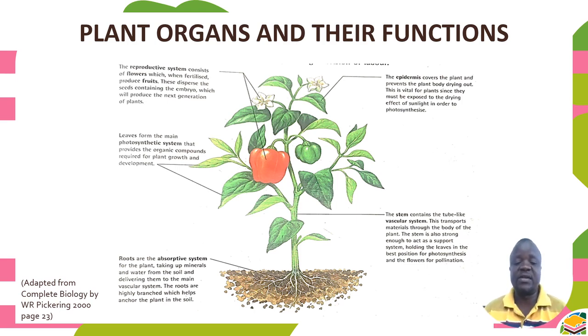The vascular system is contained in the stem, and it has two tissues: the xylem, which transports water, and the phloem, which transports food which is made from the leaves and is transported and stored in the fruits, and some food substances are stored in the roots here under the ground.